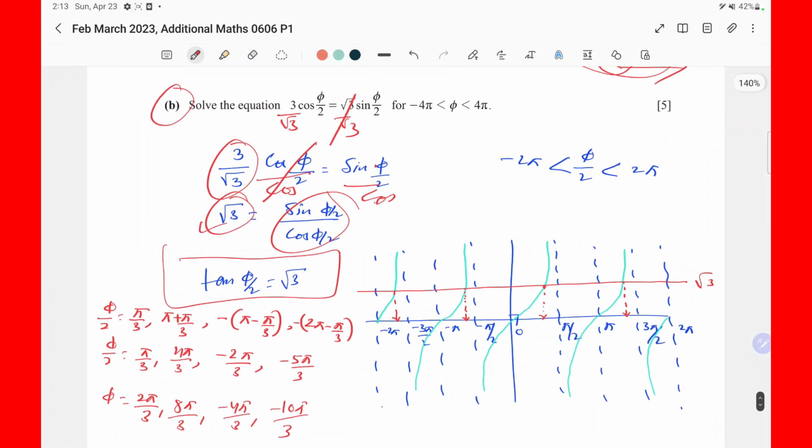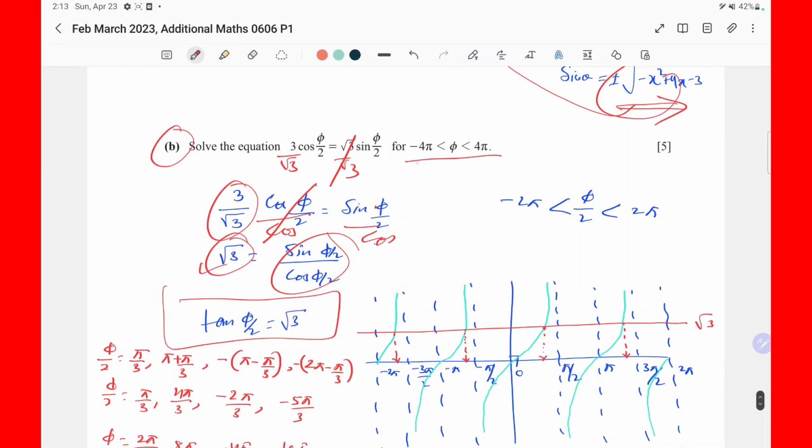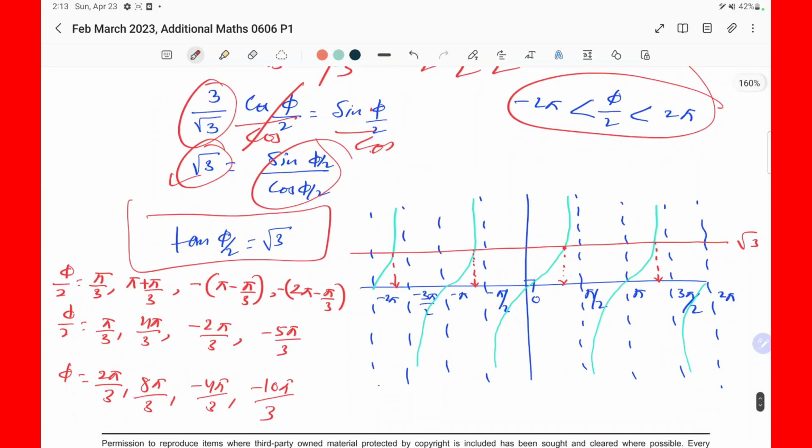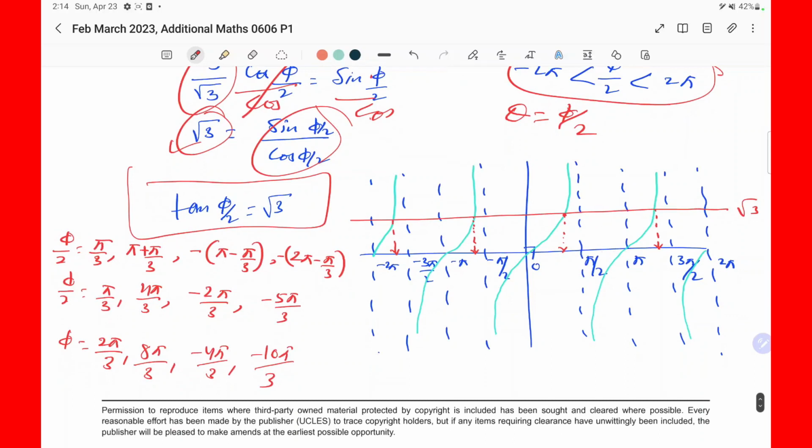That's great. Now phi has this condition, minus 4 pi to 4 pi, then divide by 2, so minus 2 pi to 2 pi. So tan phi by 2 equals root 3. My actual angle I have considered is phi by 2. So suppose you have the tan graph and you need to find theta where tan theta is root 3. So you need to find theta.